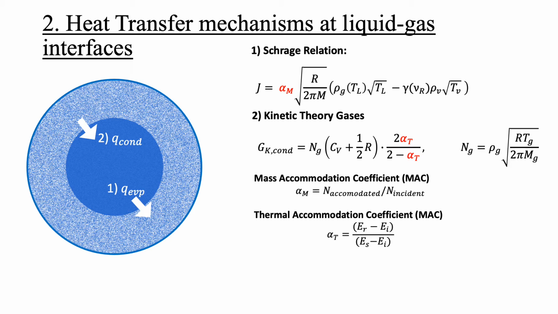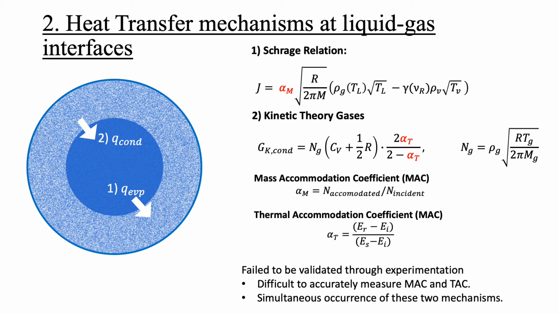The MAC is used to describe the probability an incident gas molecule will be accommodated to the liquid surface when striking it. The TAC is used as the efficiency of a system to transfer heat by collisions. Calculating these parameters is difficult since particles' trajectories and energy have to be tracked. The second complication is that these mechanisms can often occur simultaneously, complicating the process of determining the contribution of each individual mechanism in the heating process.